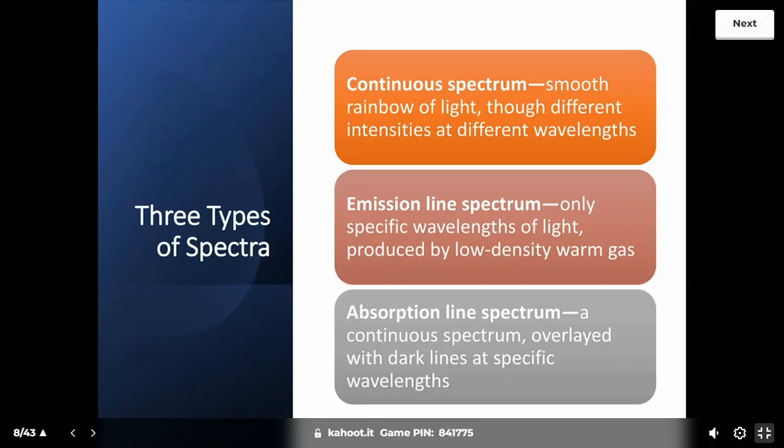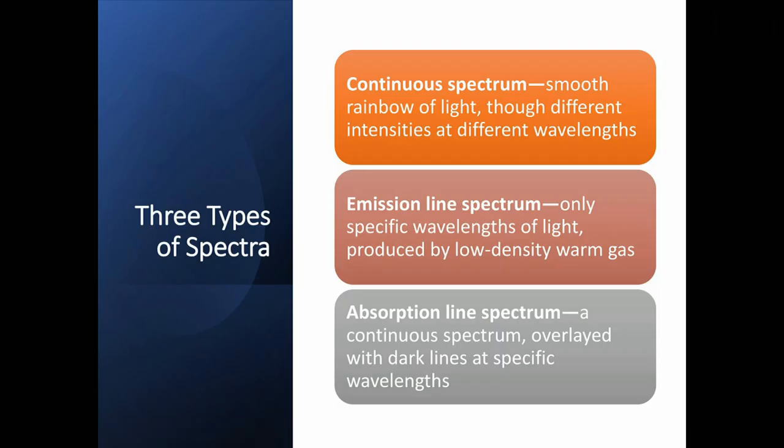So of the 3 spectra, you have the continuous spectrum, which is the smooth rainbow of light through different wavelengths that have different intensities. The continuous spectrum is going to be coming from a black body. Emission line spectra are only specific wavelengths, and they are produced by low density but very hot gas.